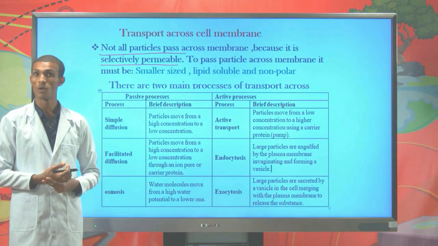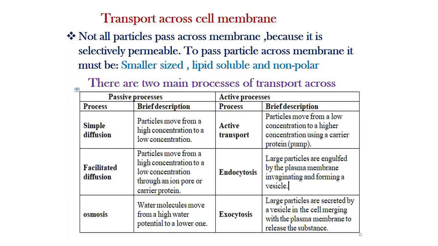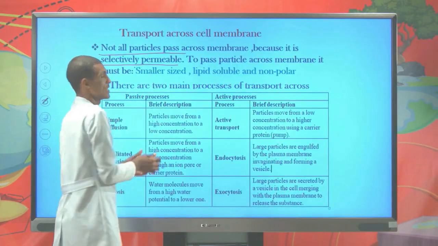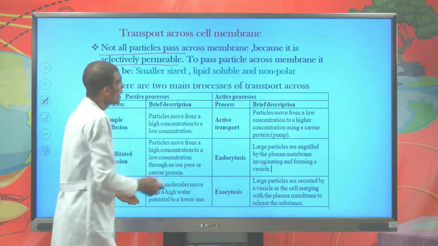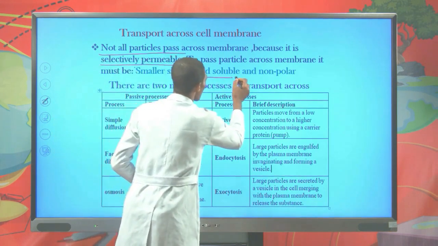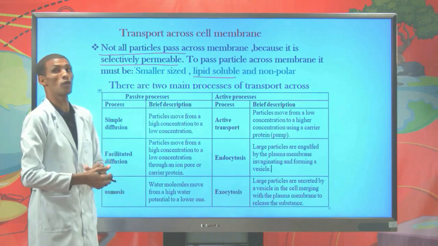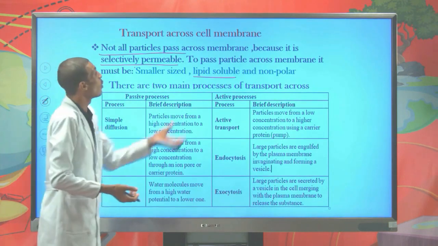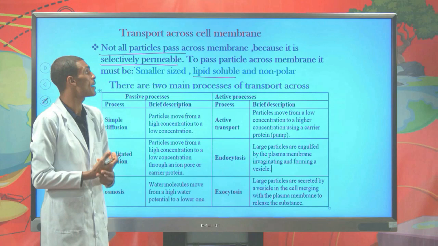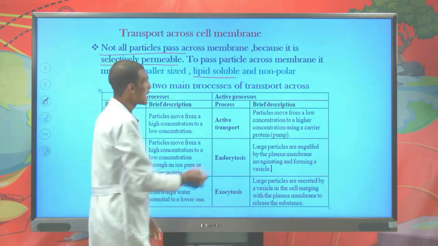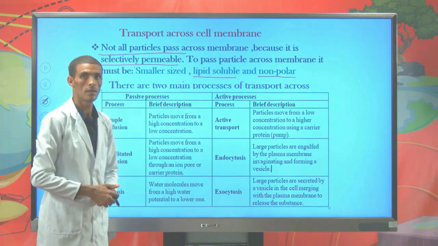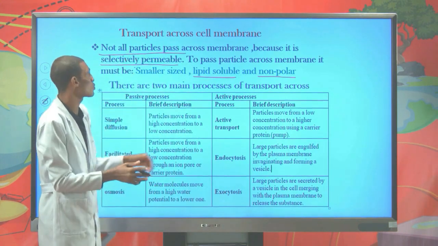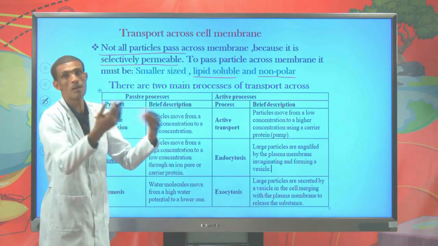Well then, when you say selectively permeable, a small-sized substance is allowed to pass through the pores of the membrane. And because the plasma membrane is made from a phospholipid bilayer, only lipid-soluble particles can pass through it. Nonpolar particles can also pass through it. The plasma membrane can select which substances are allowed to enter and pass.